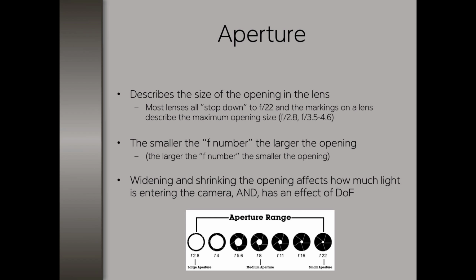Don't ask me why it came out this way. It's just the way it's always been, and I just kind of accept it for the way it is. So widening and shrinking this opening or this aperture affects how much light is entering the camera, logically, and it has an effect on the depth of field.